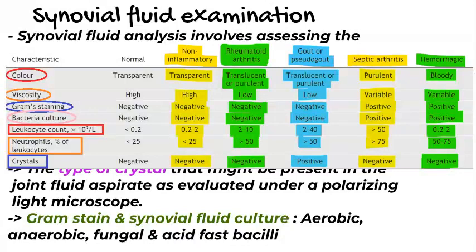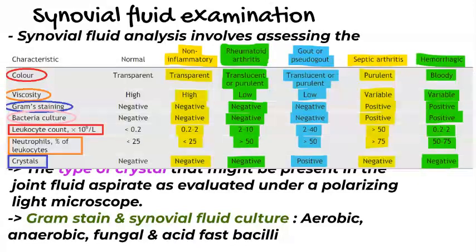For rheumatoid arthritis, the fluid is usually translucent or purulent in color, low viscosity, negative gram staining and bacterial culture, the leukocyte count is low, and negative crystal. For gout or pseudogout, translucent or purulent color, low viscosity, and negative gram stain and bacterial culture. The leukocyte and neutrophil counts are also low, but there is a positive crystal present.